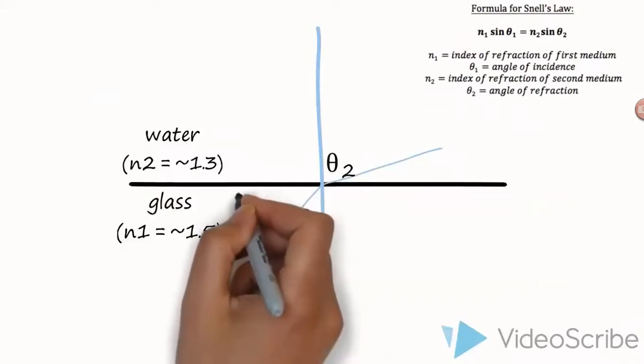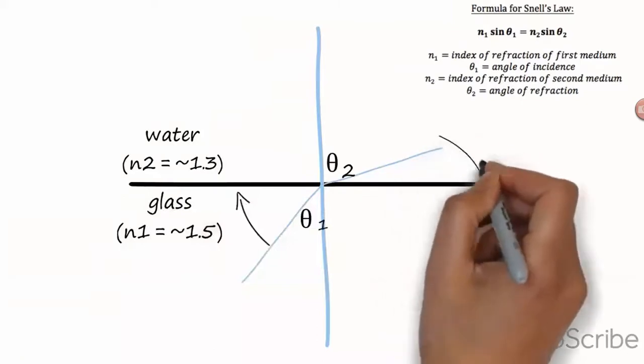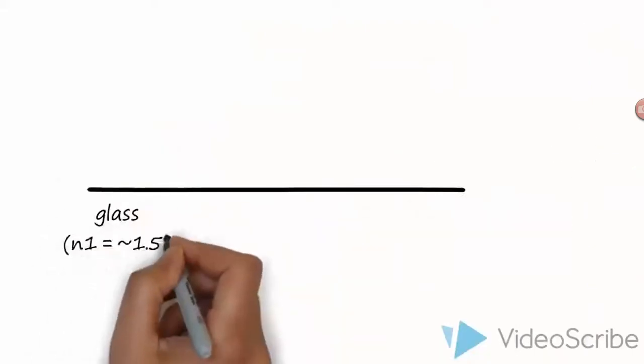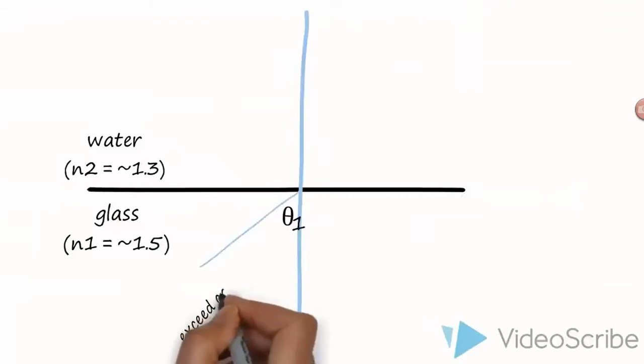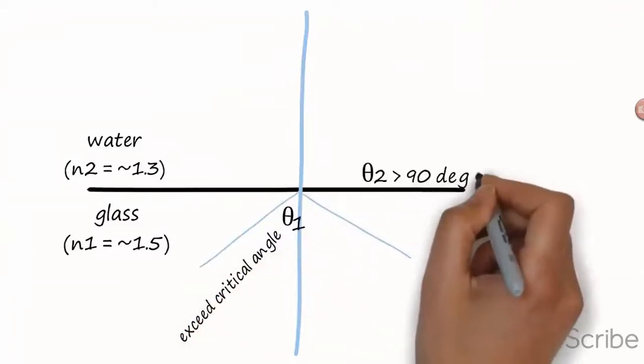As we increase the incident angle, we will eventually reach a point where the resulting angle of refraction is 90 degrees. We call this the critical angle because once you exceed this angle, you can achieve total internal reflection and the light will not enter the second medium.